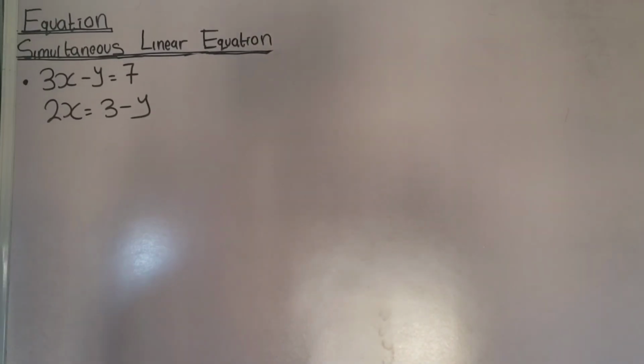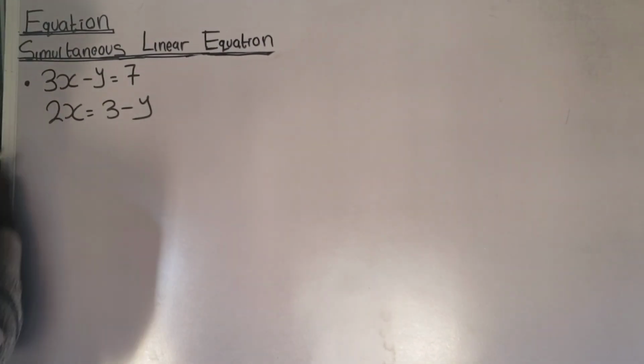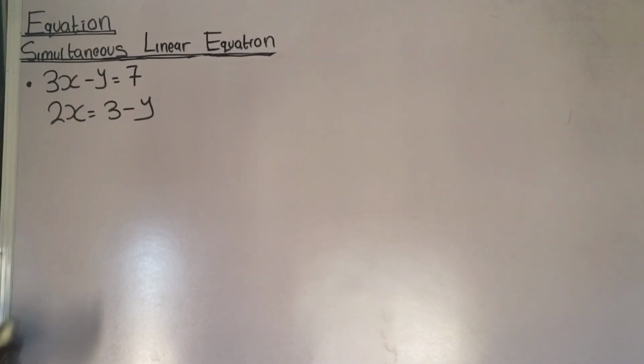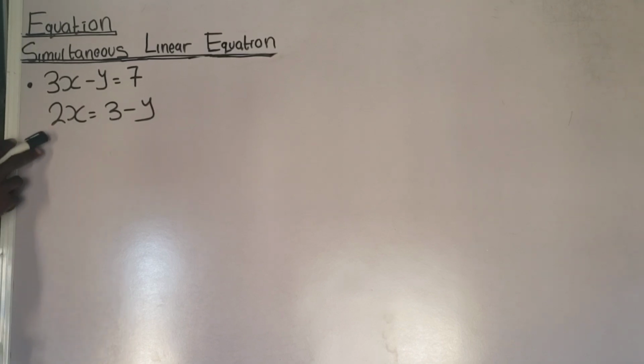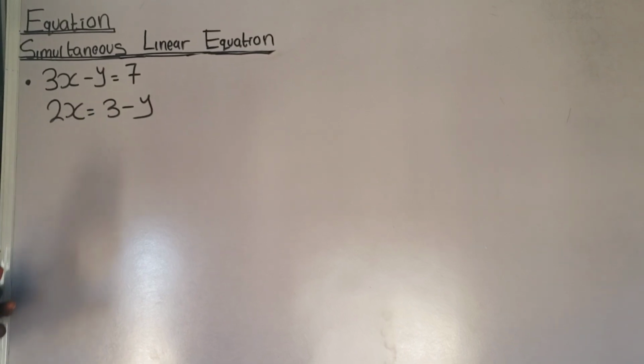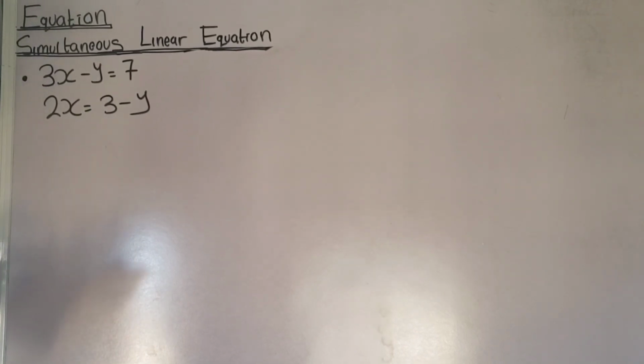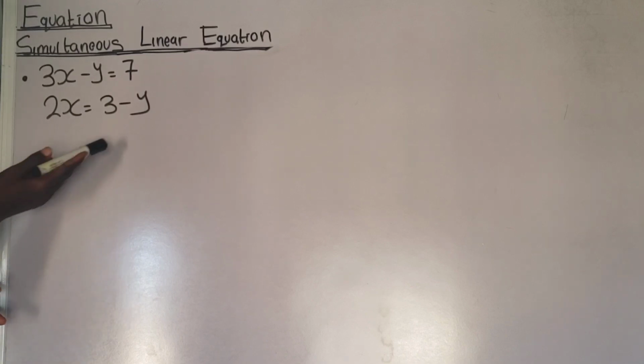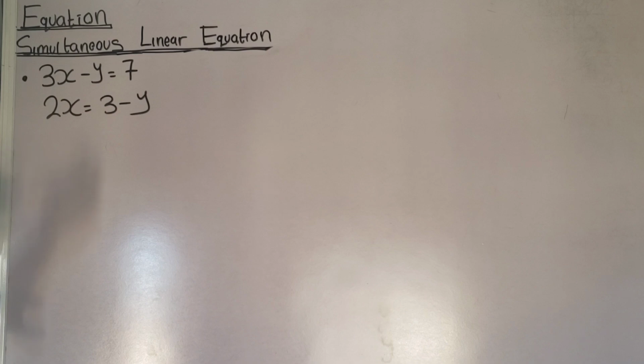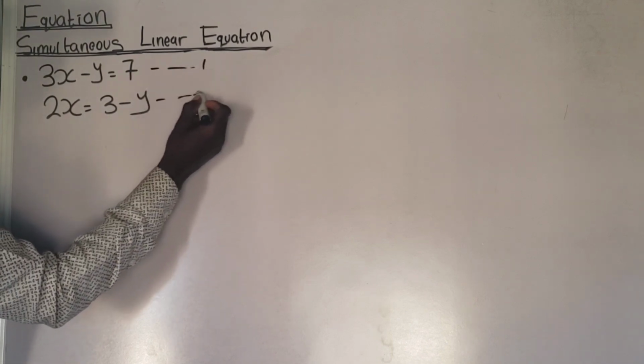We are asked to solve for the value of x and y in this equation. We have 3x minus y equals 7 and 2x equals 3 minus y. Please pay attention. The first step here is that I'm going to move this negative y to the other side of the equation. Let me call this equation 1 and this equation 2.